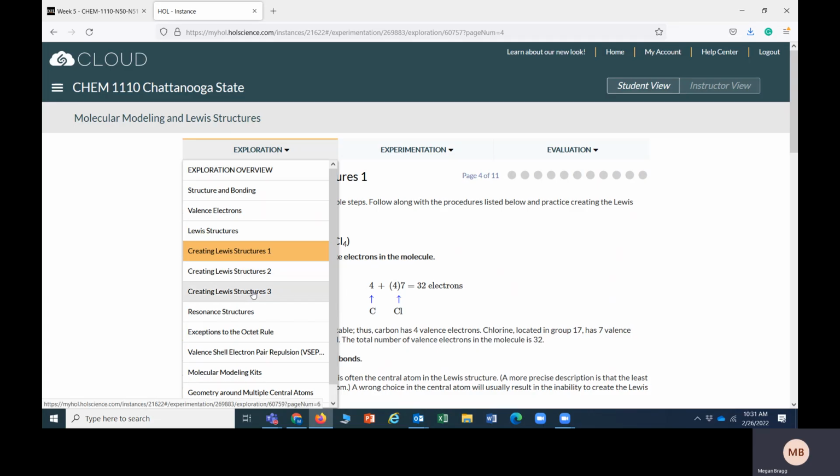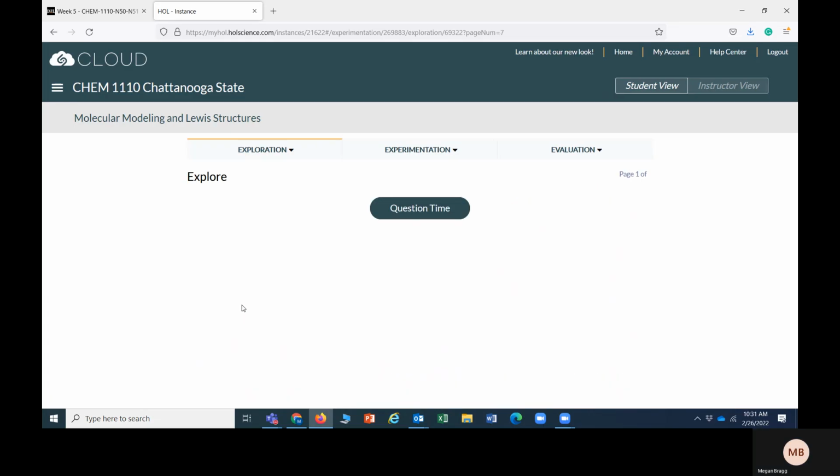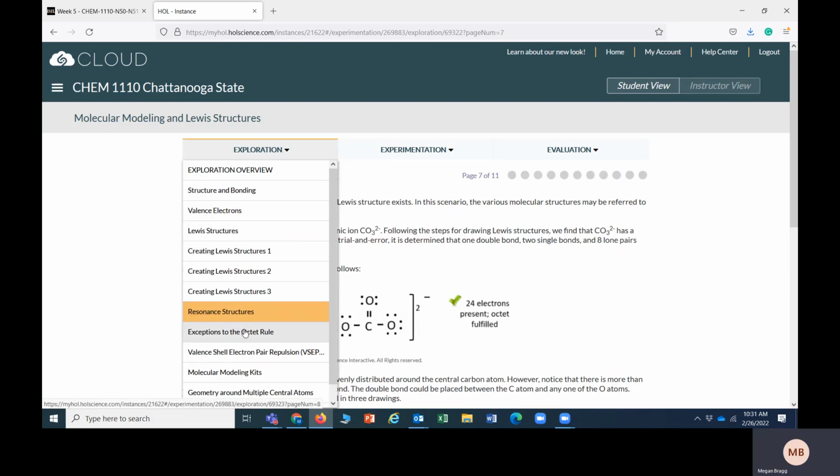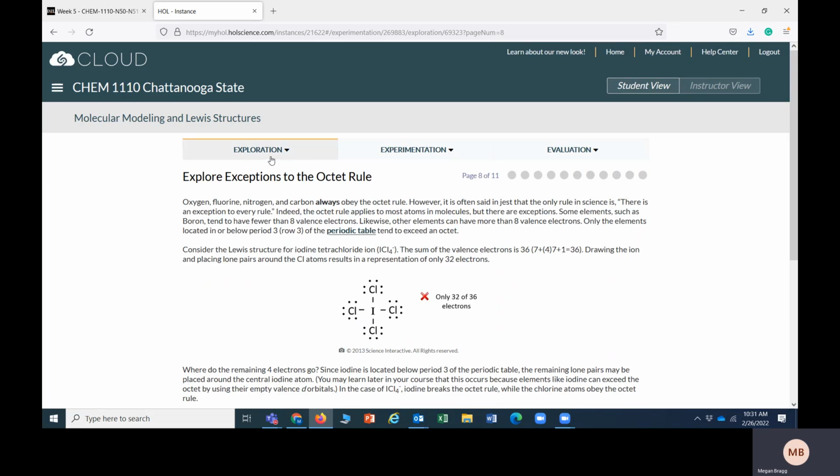So we've got all the different Lewis structures. Then we have resonance structures. So there's a little bit about resonance structures. And again, you've already learned about those. You've learned about the exceptions to the octet rule because some things can have more than 4. They can have up to 6.